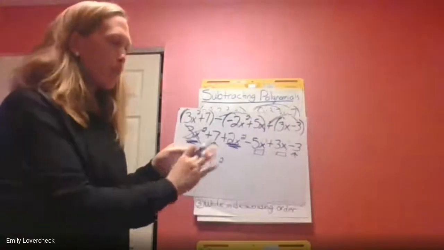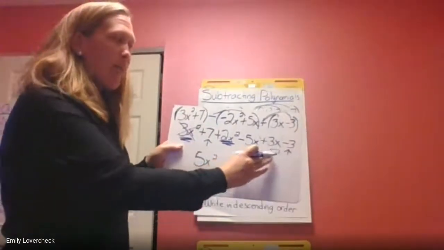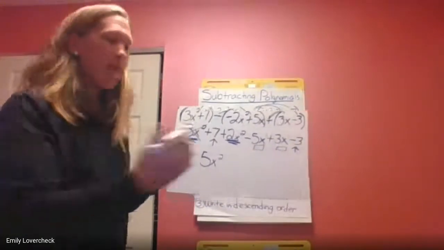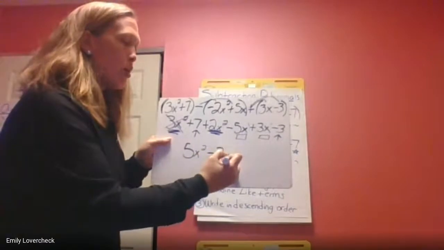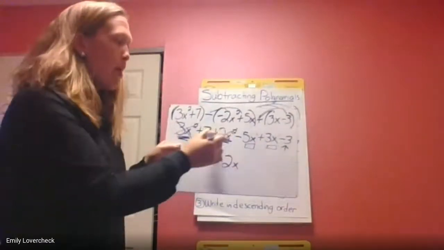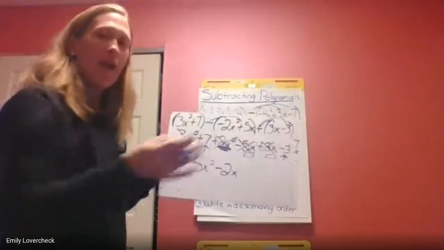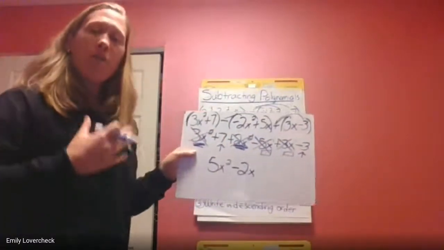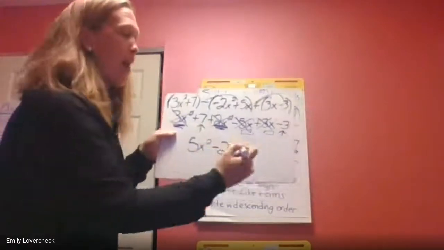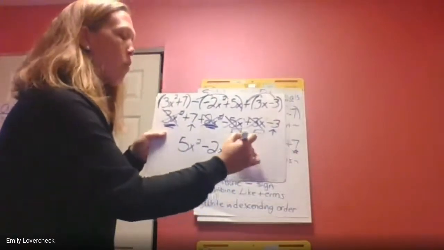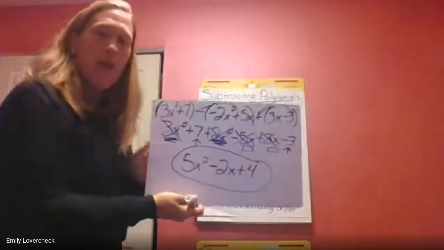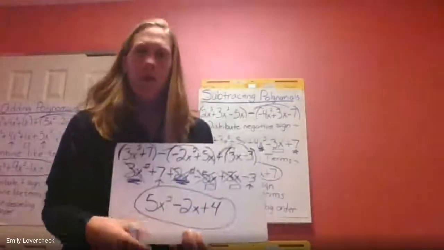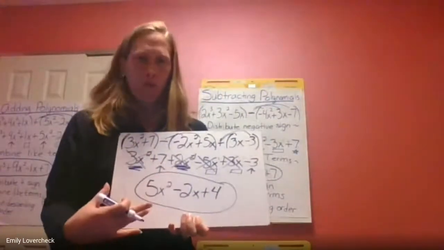Just stay organized. So now I'm going to go to my x's. I have a negative 5 and a 3. So if I owe you $5 and I pay you $3, I'm going to still owe you $2, so negative 2x, okay? And I've handled my x's, and now I have my constants left. So I have a positive 7 and a negative 3. So if I have $7 and I spend 3, I still have $4 to spend. And that was my final answer, 5x squared minus 2x plus 4, okay? So that's combining adding and subtracting polynomials, okay?